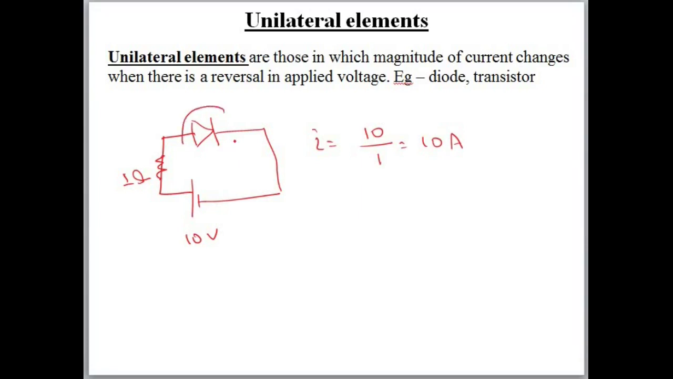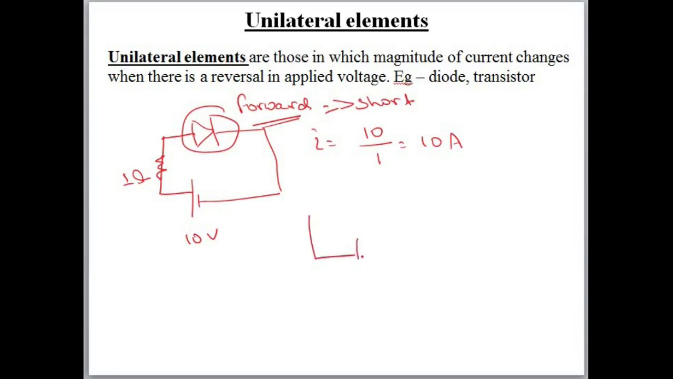Why? Because the diode is forward biased. In forward bias, the diode will act as a short, meaning full current will flow through it. So it will not give any resistance. I will be 10 by 1, or 10 ampere.